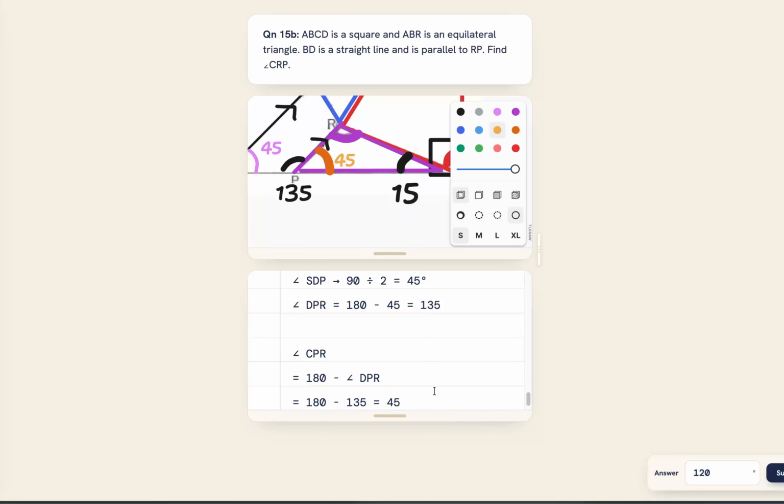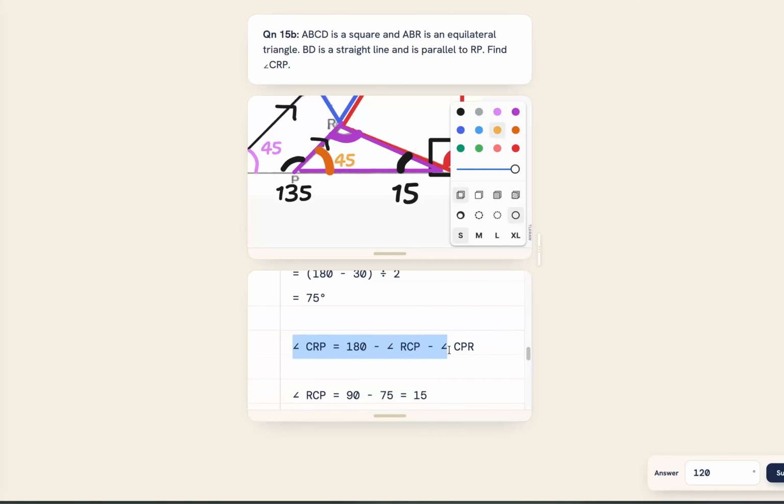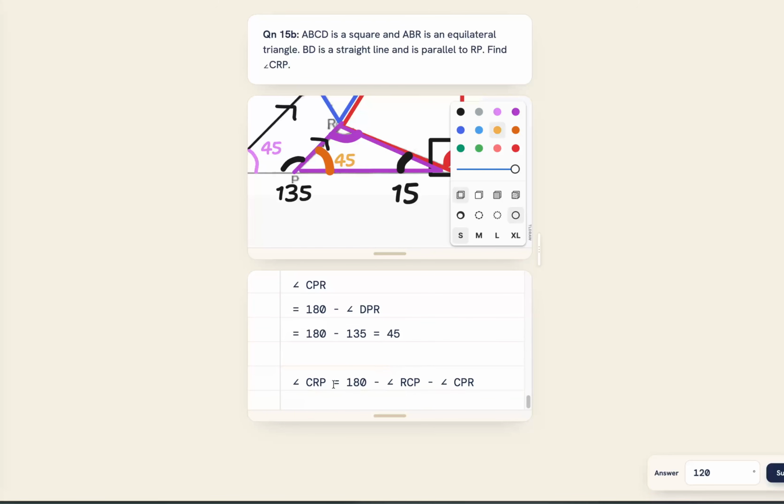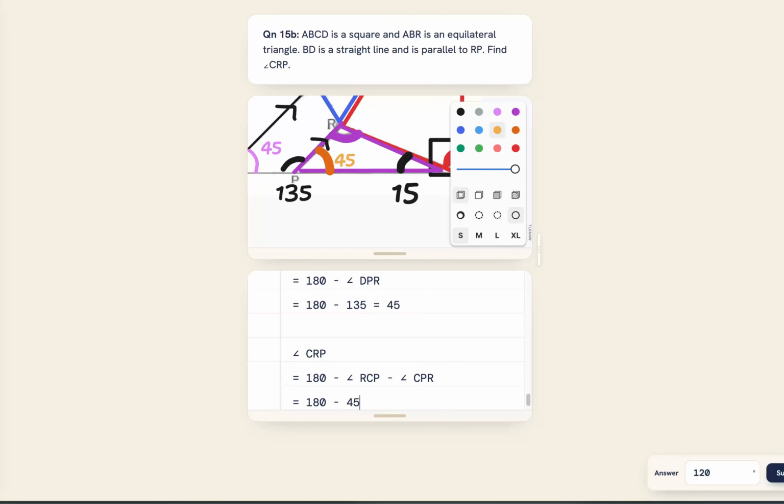Now we can find CRP. So angle CRP over here is 180 minus RCP and CPR, which is essentially equal to 180 minus RCP, which is 15, then minus CPR, which is 45. Sorry, the other way. RCP is 15, and then minus 45, which will then be equal to 120 degrees. Okay, there you go. That is question 15b.